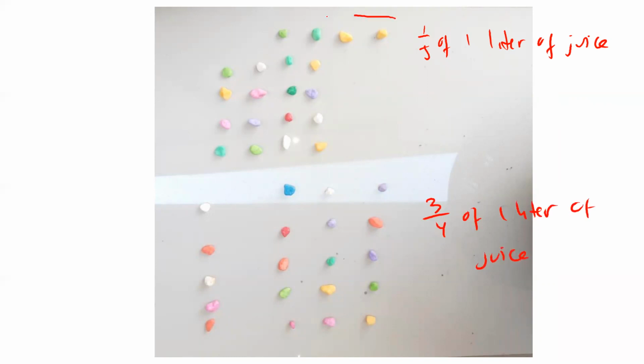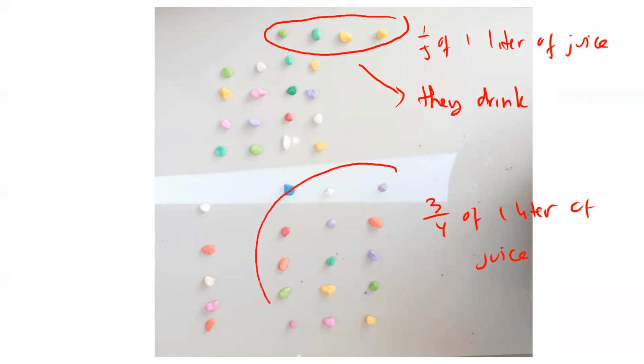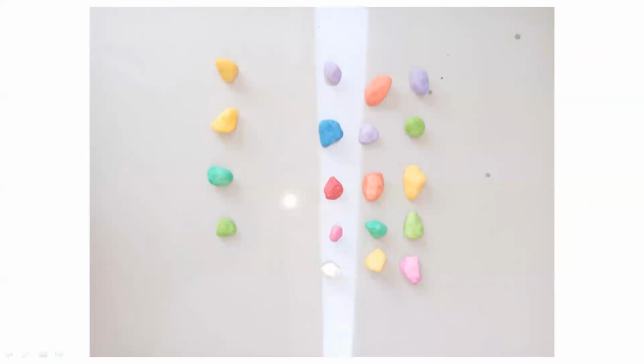So this represents 1/5 of 1 liter of juice. This is how much they drink. And this all represents 3/4 of 1 liter of juice. This is how much they need. So we can put the remaining pebbles aside, because we only want to use the parts that we have taken for the next step. Like this.